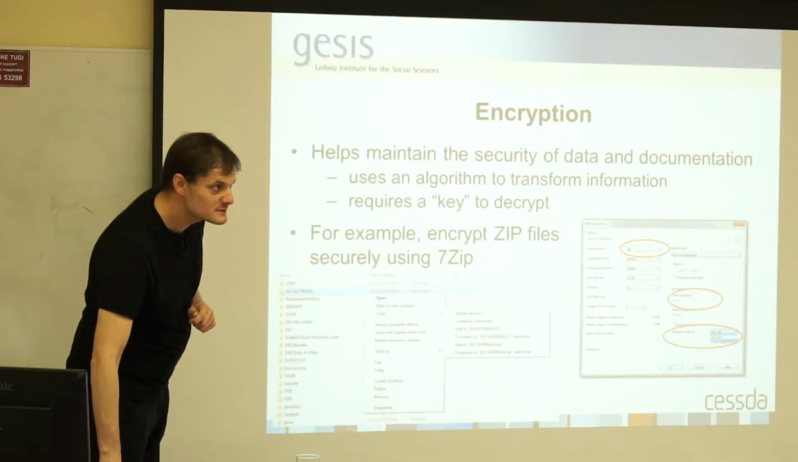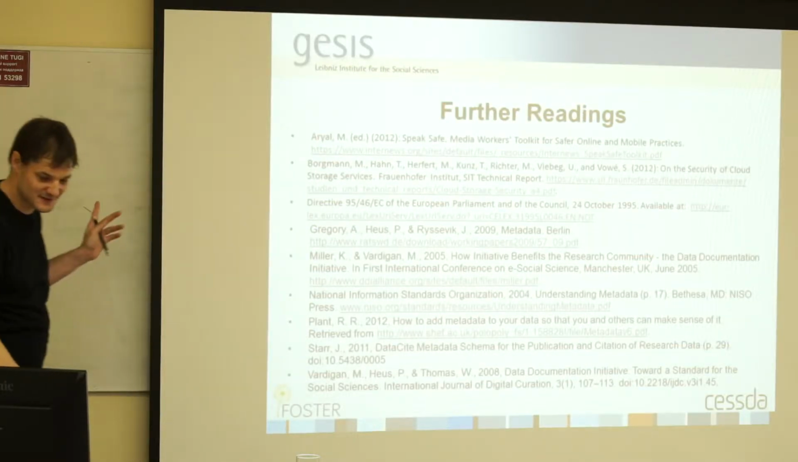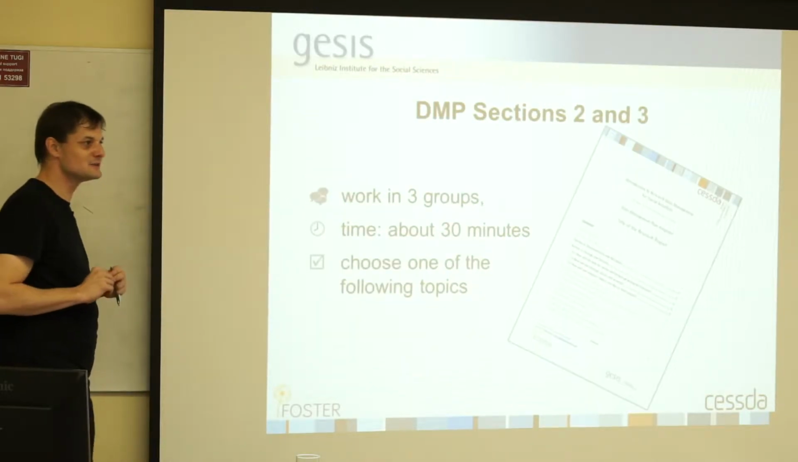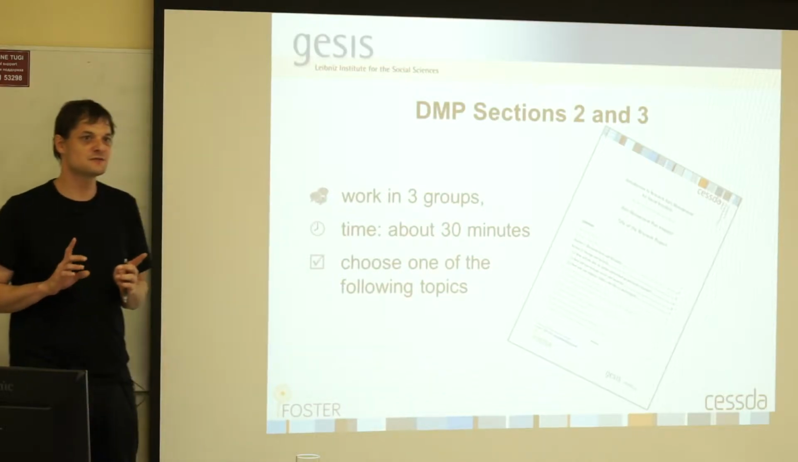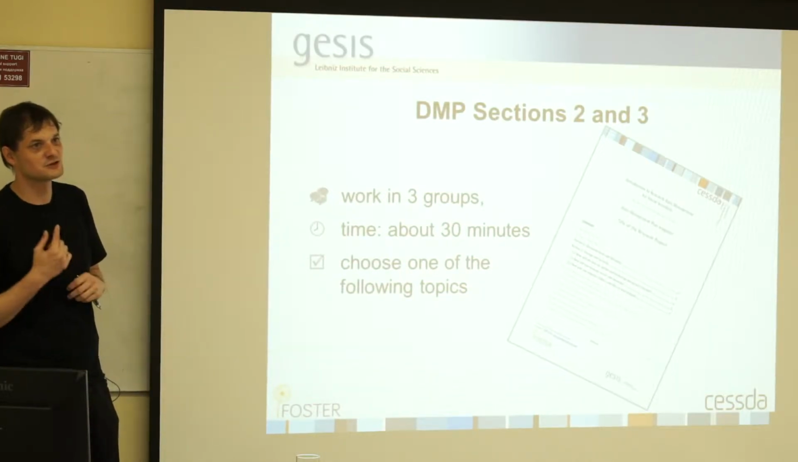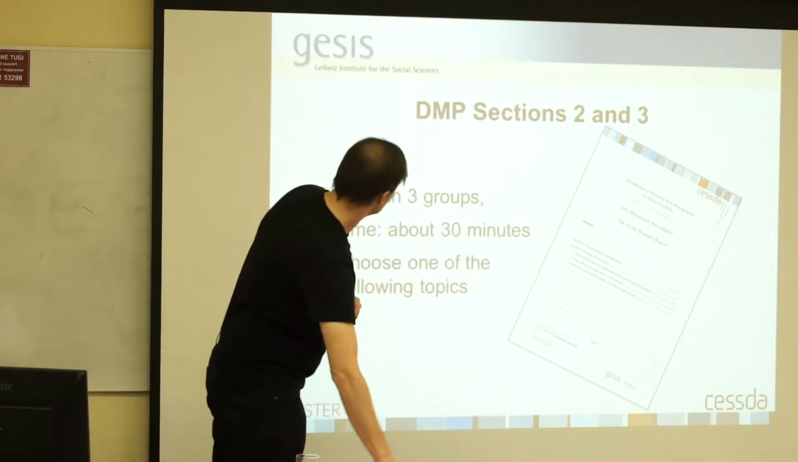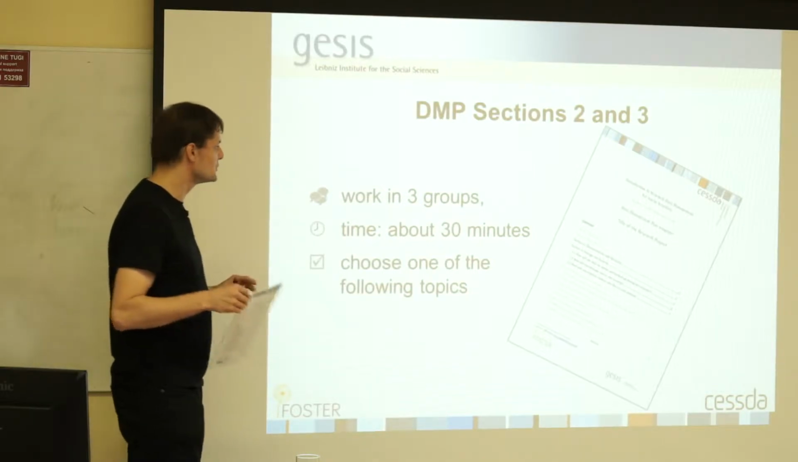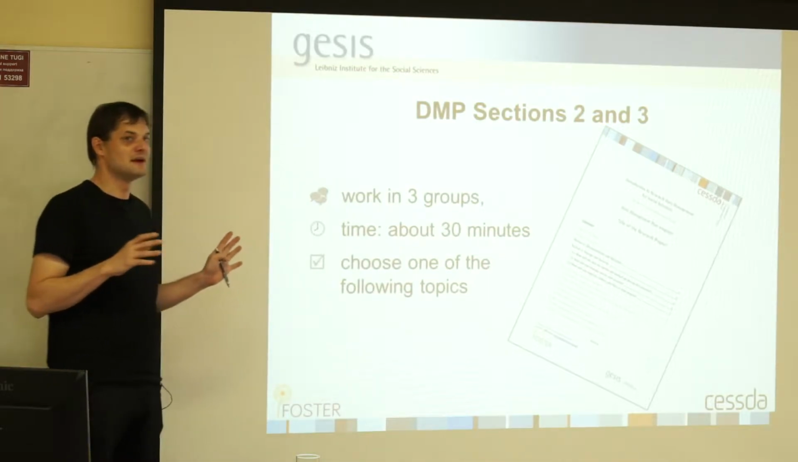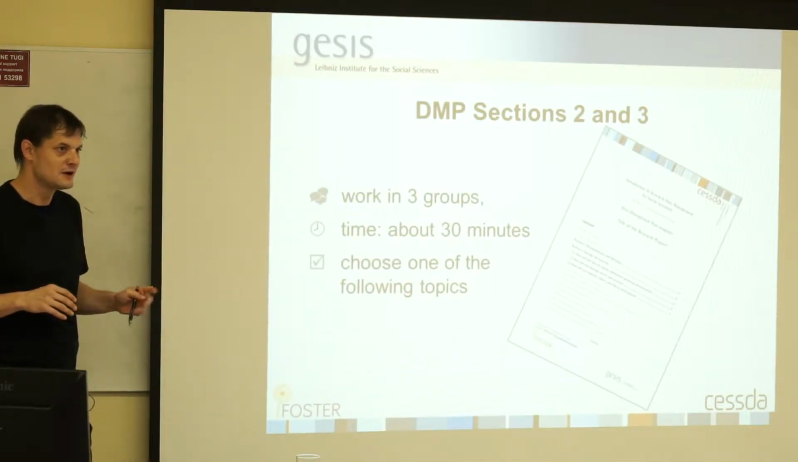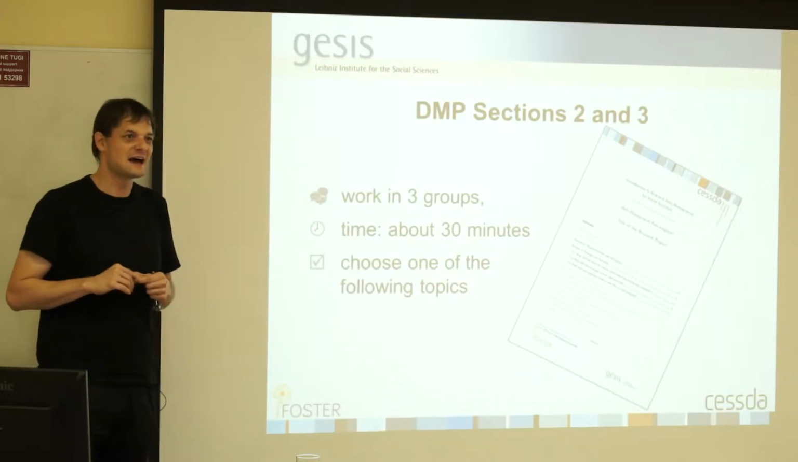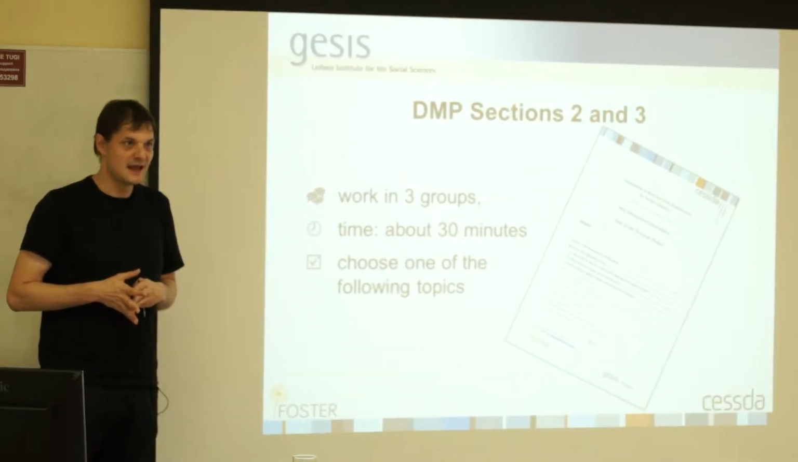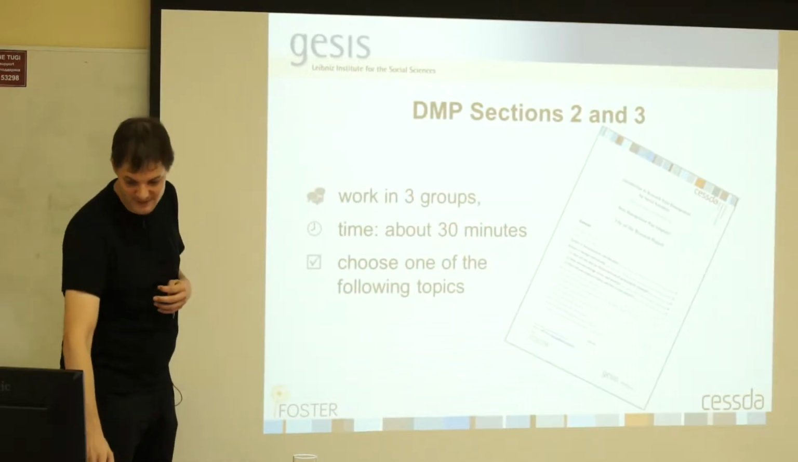Because otherwise we are almost back in time. First of all, this is a list of further readings. What I'd like you to do now is to split up into 3 groups, and each of these groups should follow one of the topics I'm going to show you on the next slide. This is due to sections 2 and 3 of your data management plan template. Each group should briefly discuss a different topic for the next 25 to 30 minutes, and afterwards we want one person from each group to briefly present the results of the discussion and simply tell us what the group came up with.